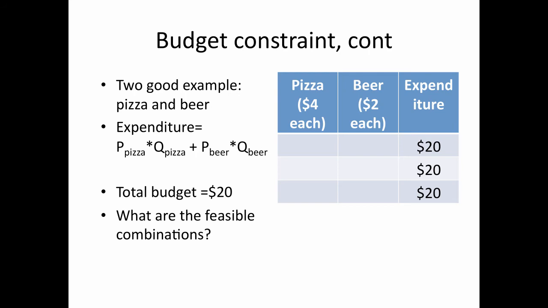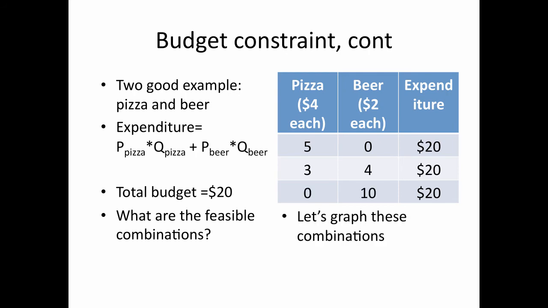Now for the sake of argument, let's just suppose that a slice of pizza is $4 and a bottle of beer is $2. Well, if I have $20 to spend and I spend all of it on pizza, I could buy up to 5 slices of pizza, but I wouldn't be able to buy any beer. Another combination of pizza and beer that uses the $20 that I have to spend is 3 slices of pizza and 4 bottles of beer. If all I consumed was beer, then I would end up buying 10 bottles of beer and no slices of pizza, and I'd exactly exhaust all of my expenditure.